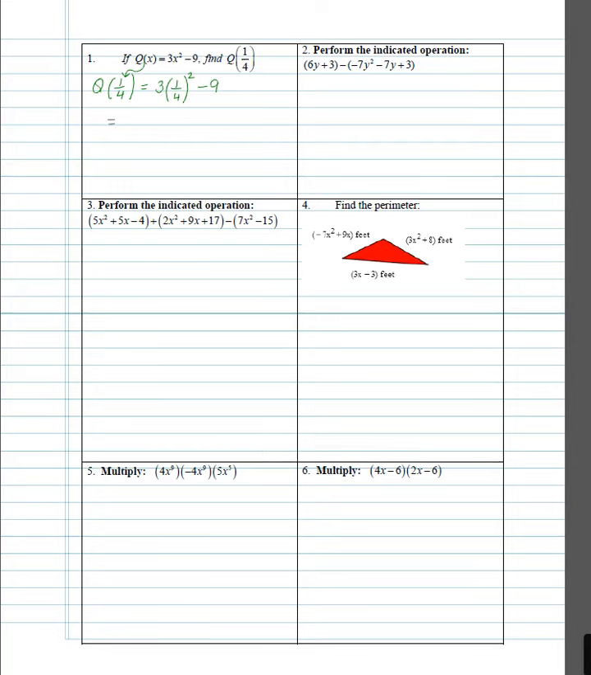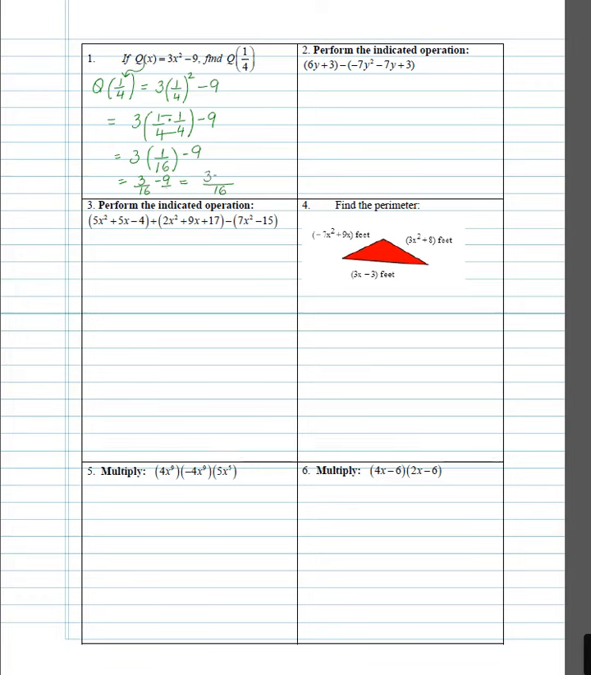And again, order of operation kicks in, so exponents come first. 1/4 squared is 1/4 times 1/4, so 3 times 1/4 times 1/4 minus 9, and that would be 1 times 1, 1, and 4 times 4, 16. So 3/16 minus 9, and this would simply be 3/16 minus 9/1. All right, now we go ahead and find the common denominator of 16 and 1, which is 16.